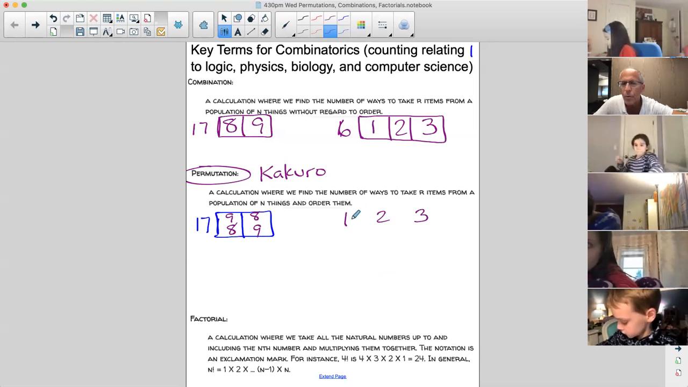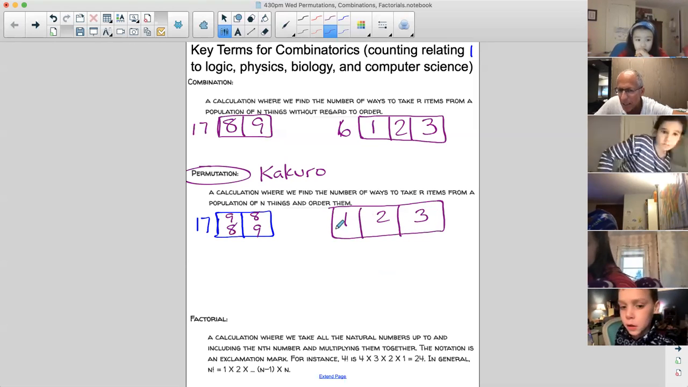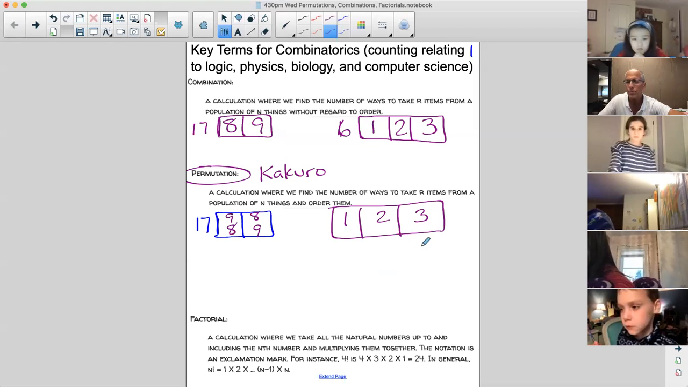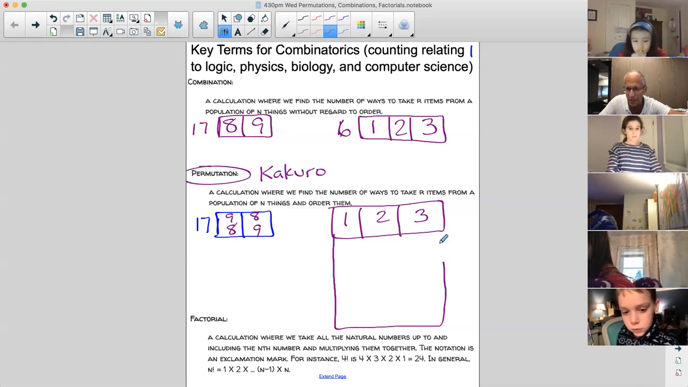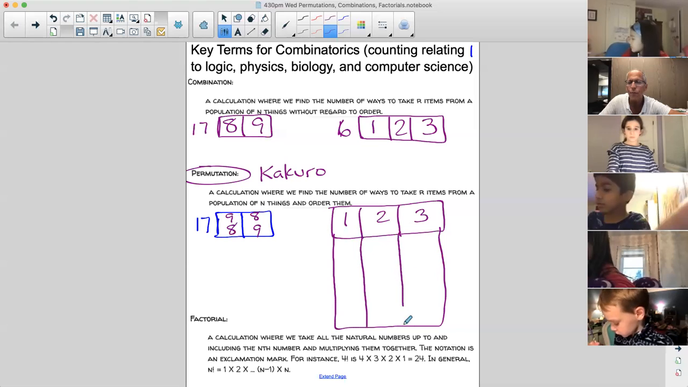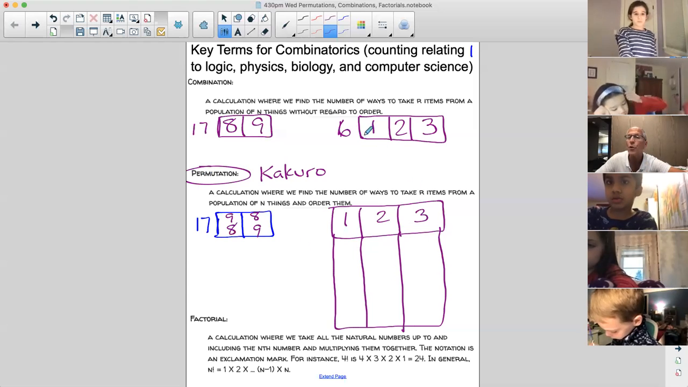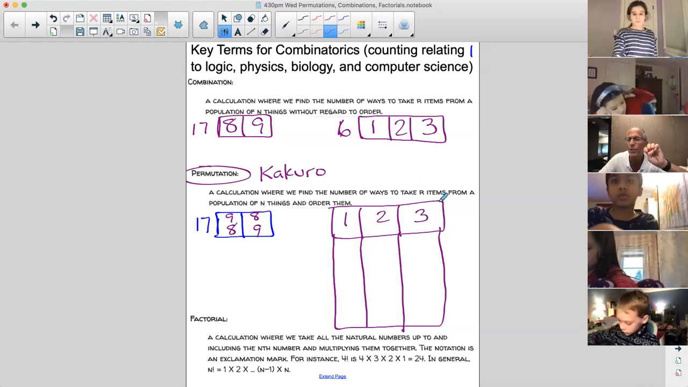Wait, are we writing all of this? You're writing any way to make 1, 2, and 3 in 3 spaces. You only have 3 spaces. Good. And you have to write them all down. So for instance, 1, 2, and 3 is different from 2, 1, 3. That's okay because now there's a 2 there. So I have to write all the combinations? Yes. No, all the permutations. 1, 2, 3 is the only combination, but there are many more permutations.